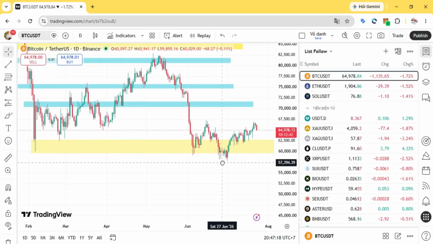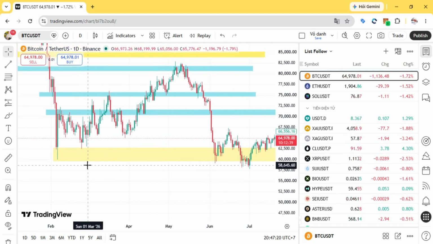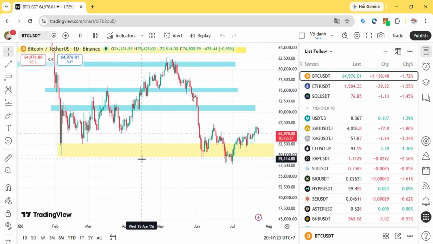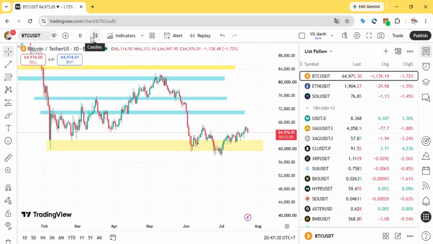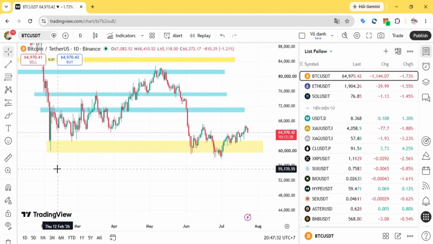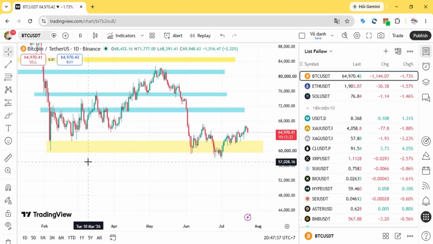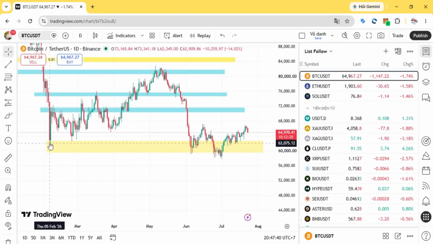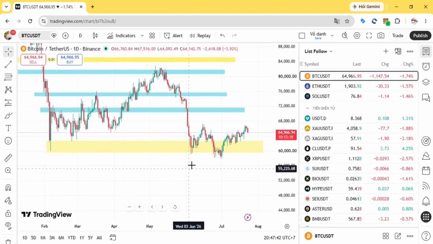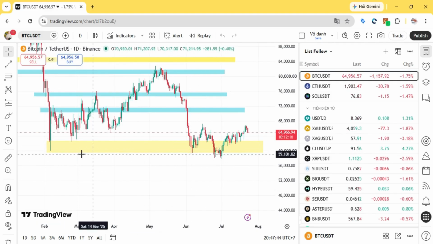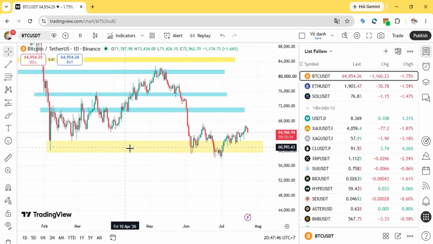And with my method, we must identify the support and resistance zones. We can see that for BTC on the daily candle, we have a support zone. To identify the support zone, we will determine its bottoms. Here we can see this is one bottom, the second bottom, the third bottom, and the fourth bottom. And we connect these four bottoms together. That is the area called support.